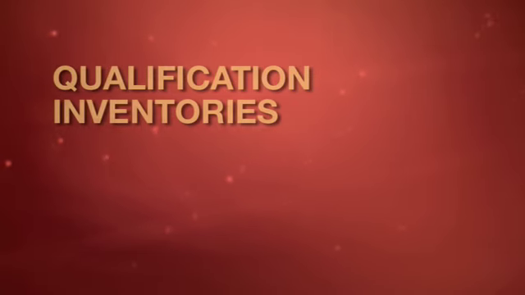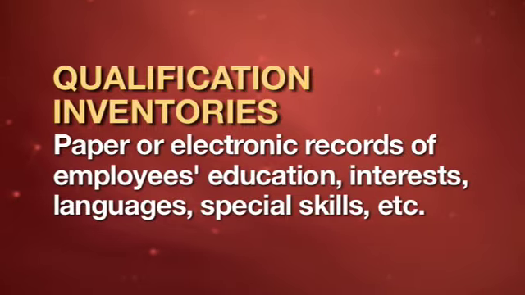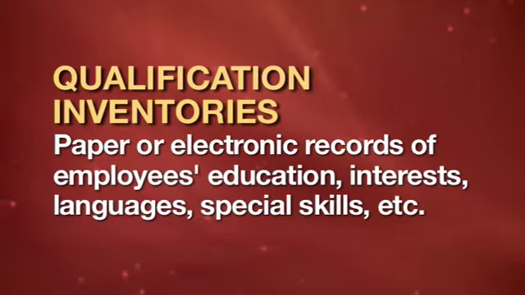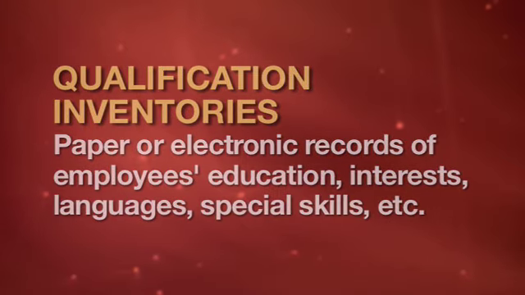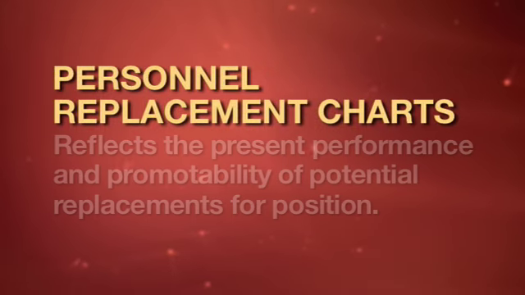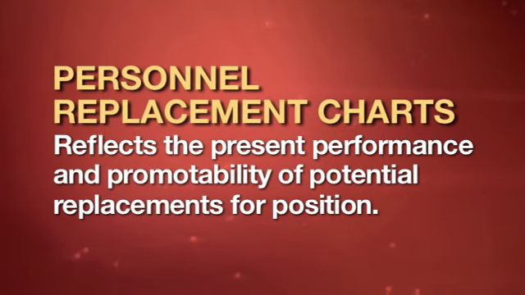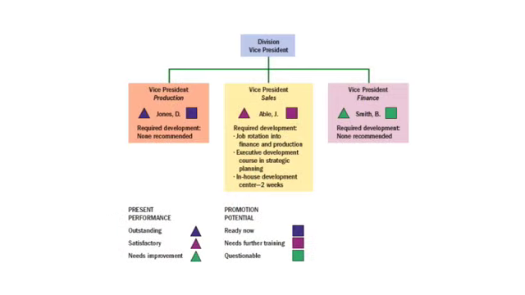Organizations can use qualification inventories, which are manual or computerized records listing employees' education, career and development interests, language, special skills, etc. They can go one step further and create personnel replacement charts that show the present performance and promotability for each position's potential replacement. Here is an example of a replacement chart for a top management position.